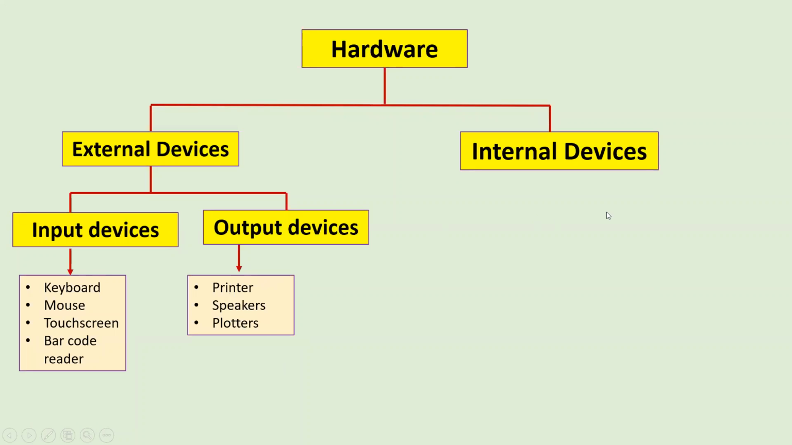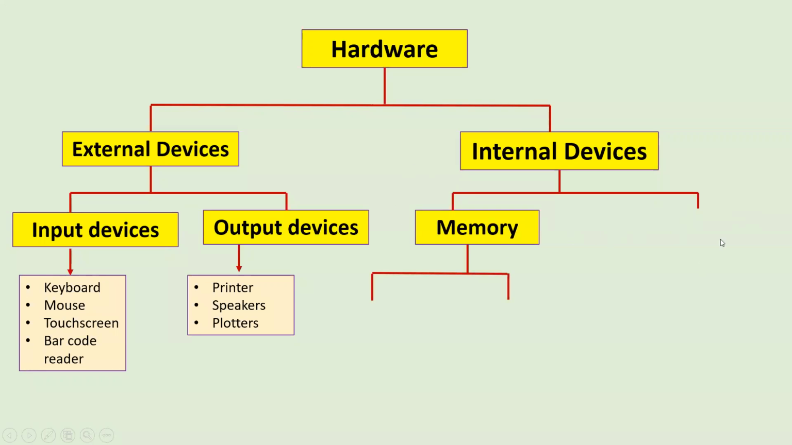Then we'll move to the internal devices. Internal means inside the computer. The parts inside the computer can again be divided into two. Internal devices are either memory or another term here. Before moving to that, memory is again divided into two parts, secondary memory or primary memory. Just get the terms here now. Later we'll discuss in detail.